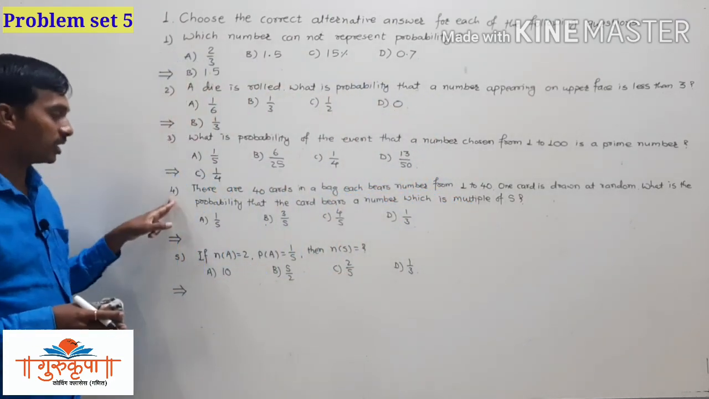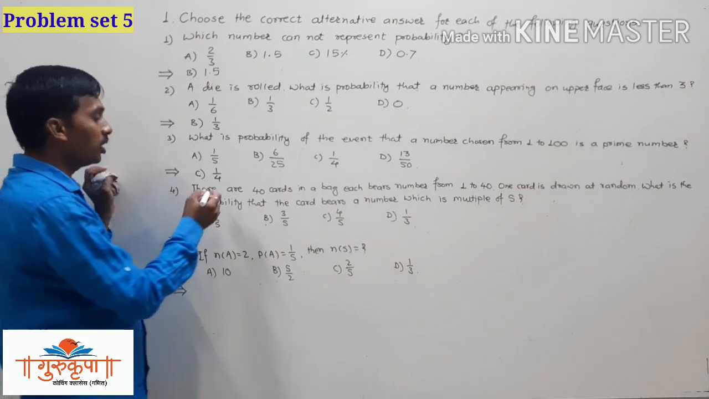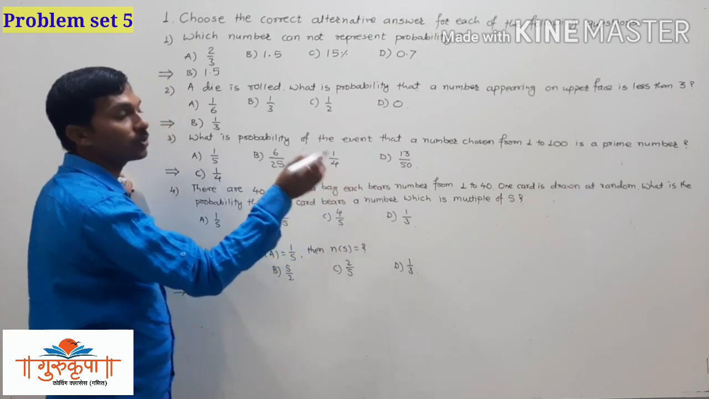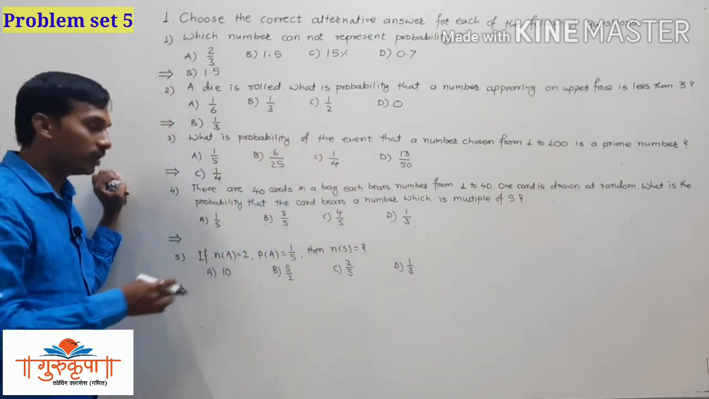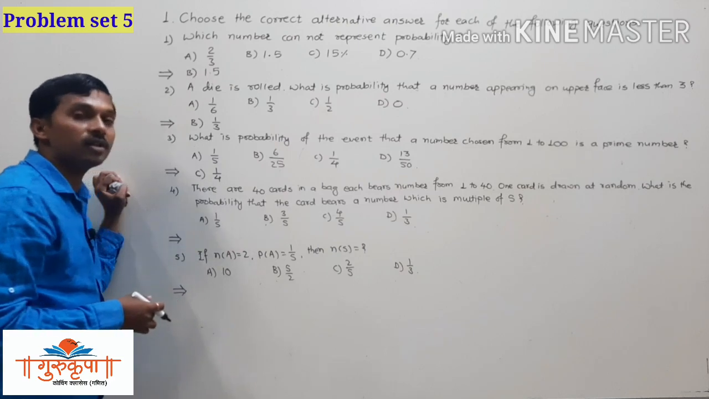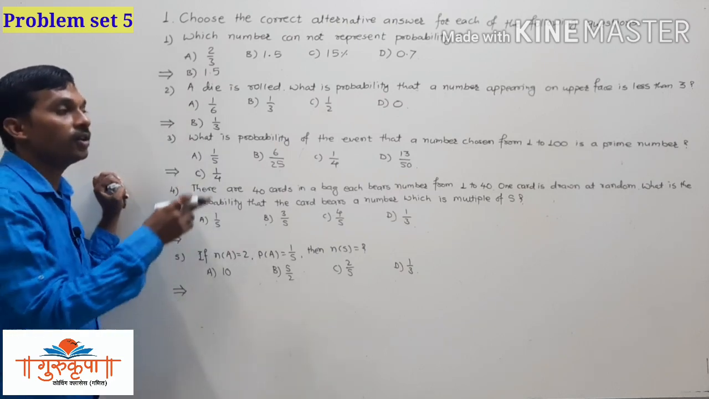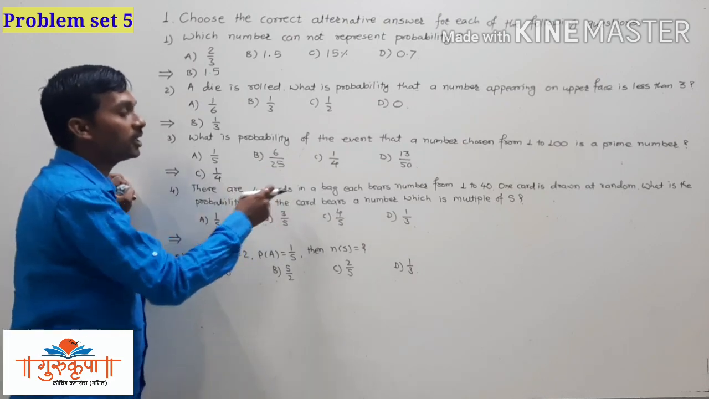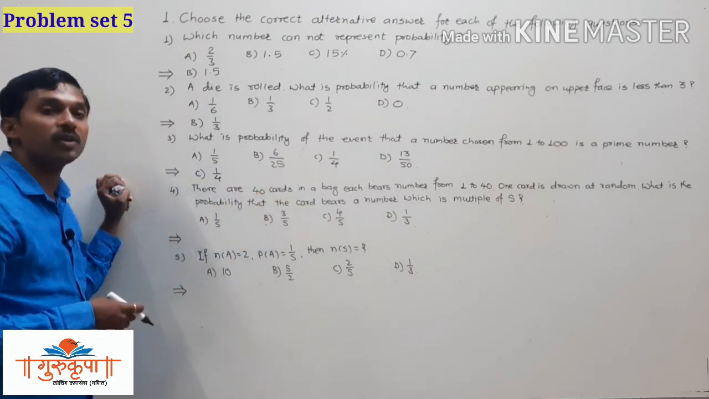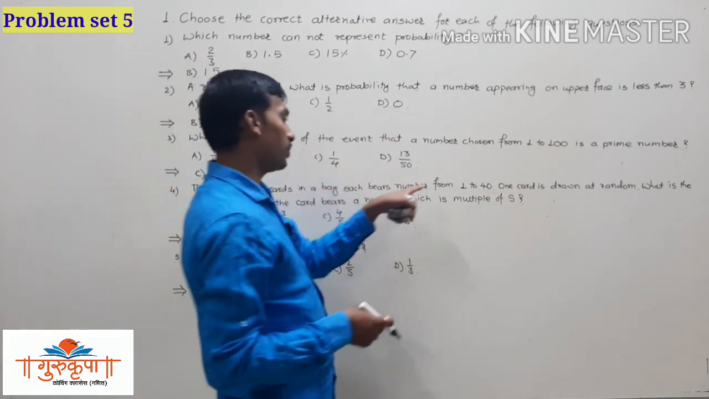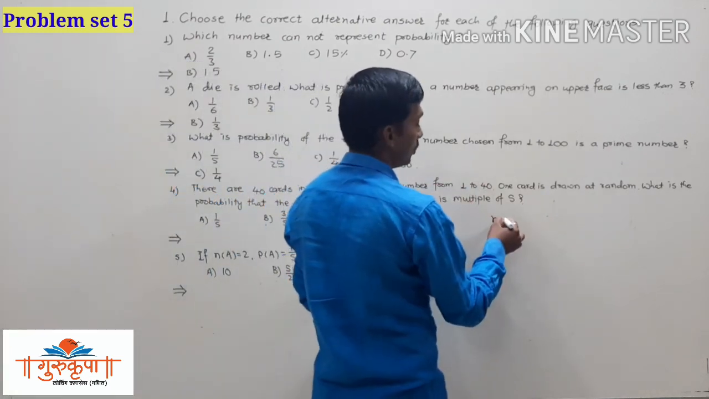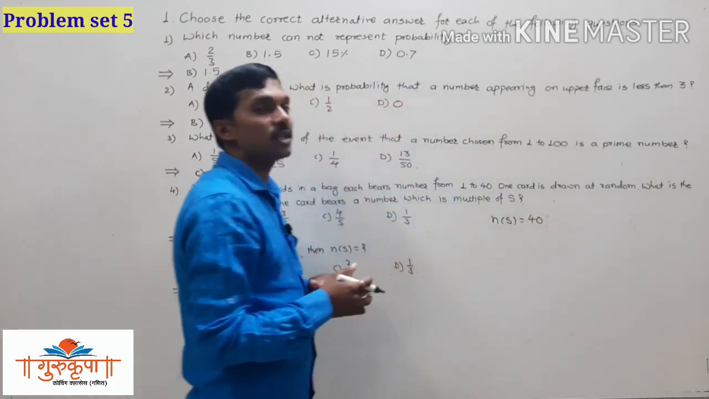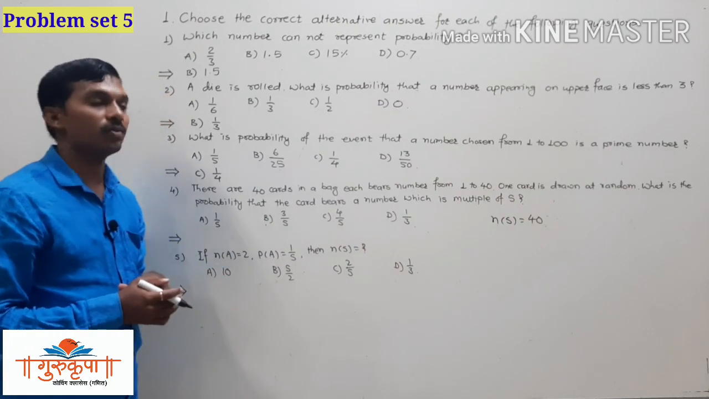Now we have the next example, example number 4. There are 40 cards in a bag, each bearing a number from 1 to 40. One card is drawn at random. What is the probability that the card bears a number which is a multiple of 5? Since here we have 40 numbers, number of S is equal to 40. From 1 to 40 there are 40 sample points.